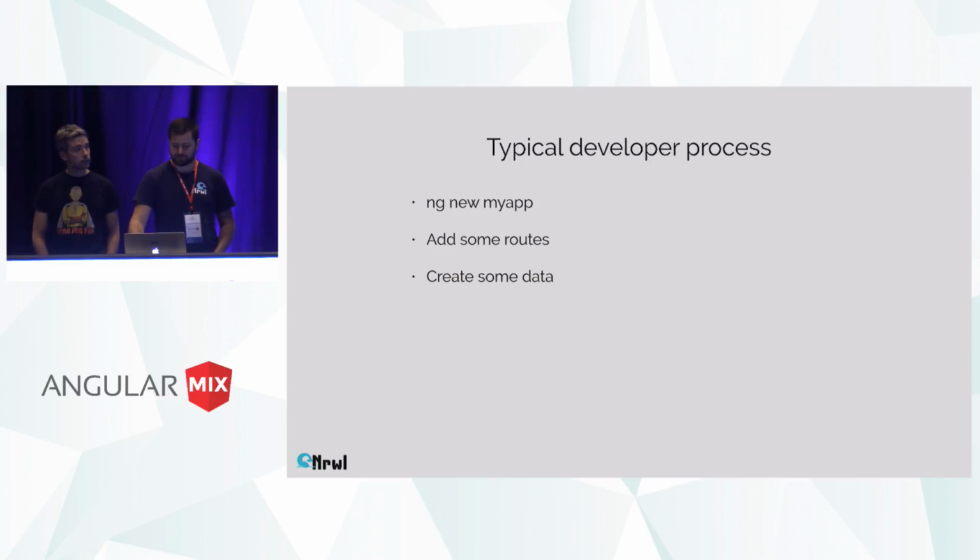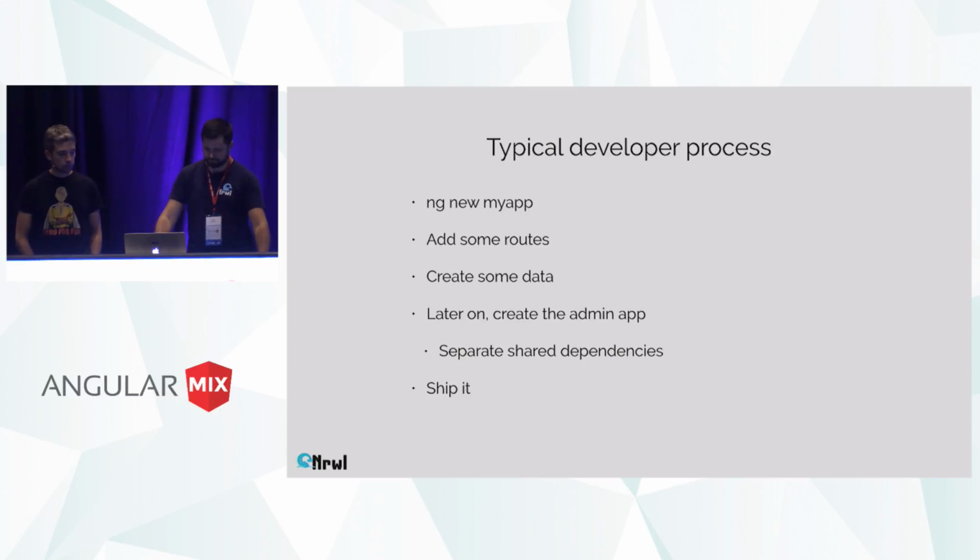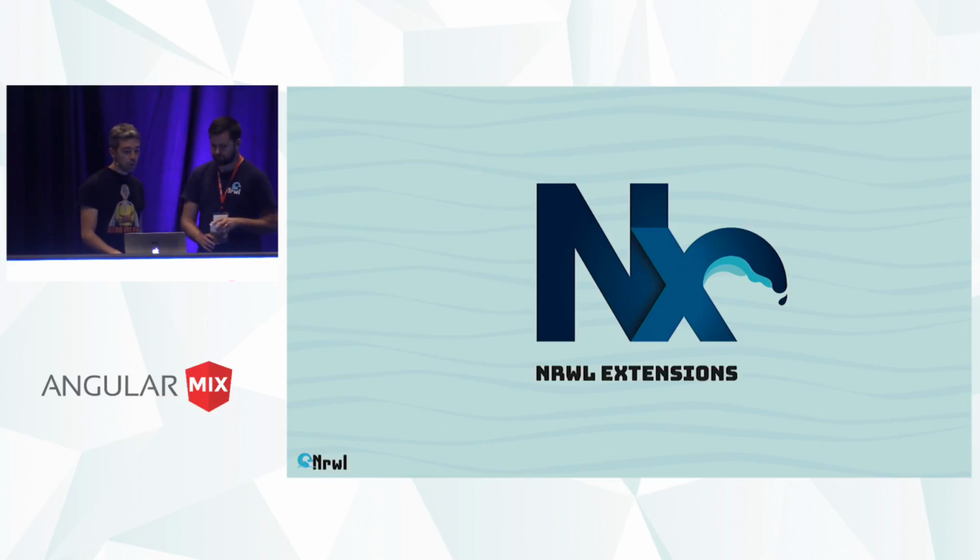And then we'll add some routes, we'll add some data to the application, maybe introduce NGRX. And then later on, we will introduce the admin part of the application, at which point we might say, OK, there are some shared dependencies between the two applications. Let's figure out how to separate those out and then share them in a more reasonable way between the applications, and then ship it. So the problem with this process is that it's ad hoc. And it doesn't separate what's unique to your application from what's not. So NX helps to fix that.